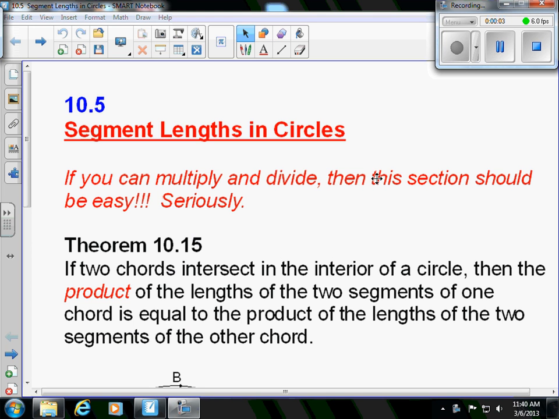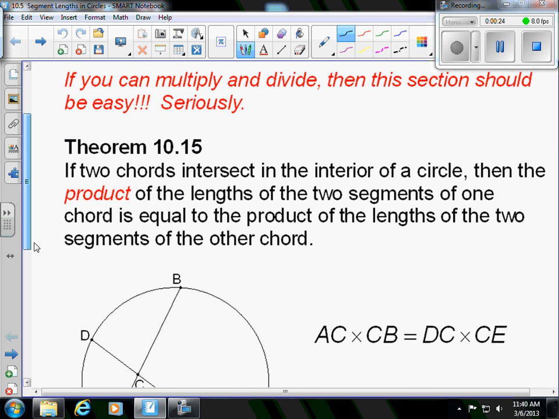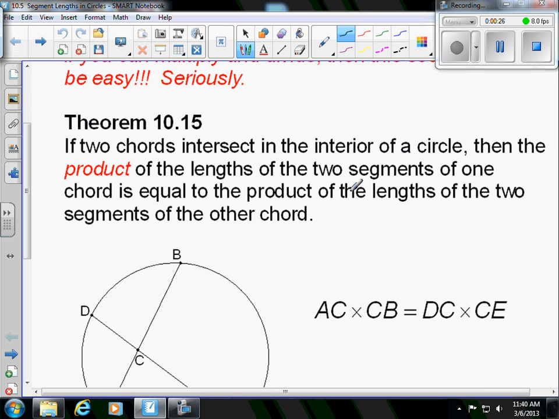Today we're going to talk about segment lengths and circles, and this is a topic I think you're really going to like because, as I've printed right here, if you can multiply and divide, then this section should be really easy. Seriously, that's basically all you're going to be doing in this section. So I think it's going to go really, really well for you. We're just using some formulas here.